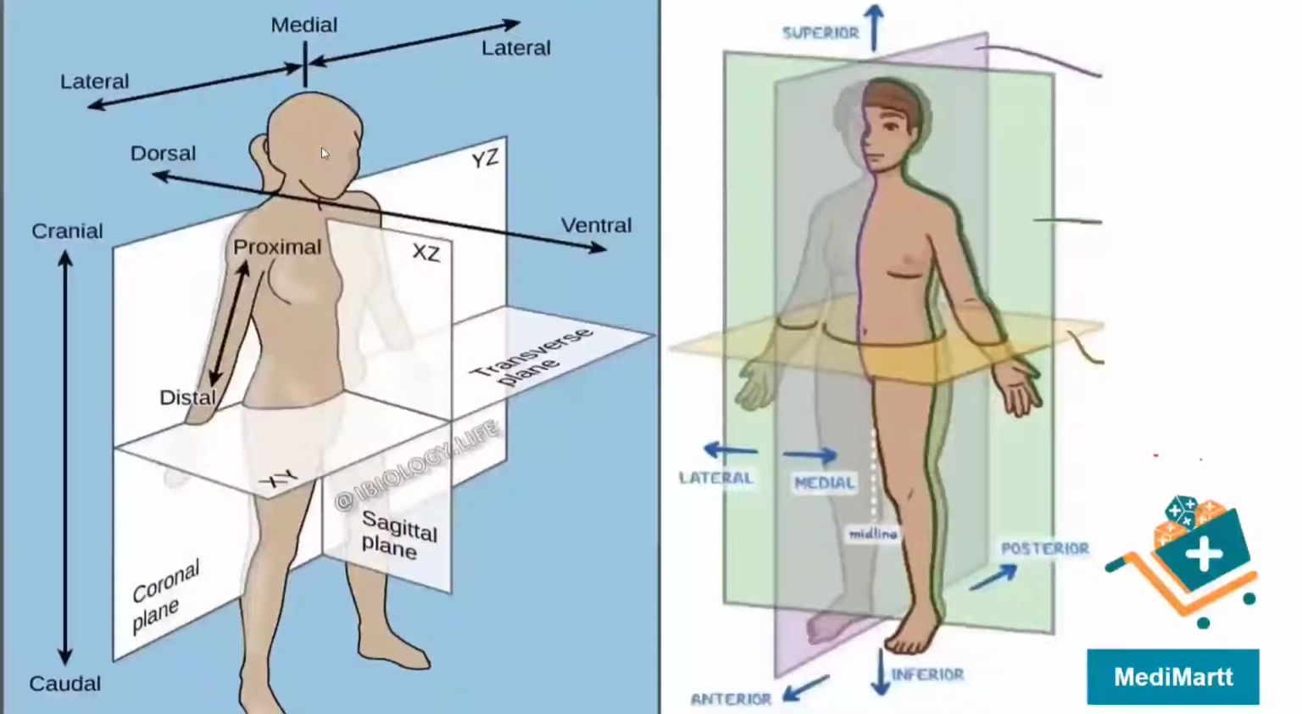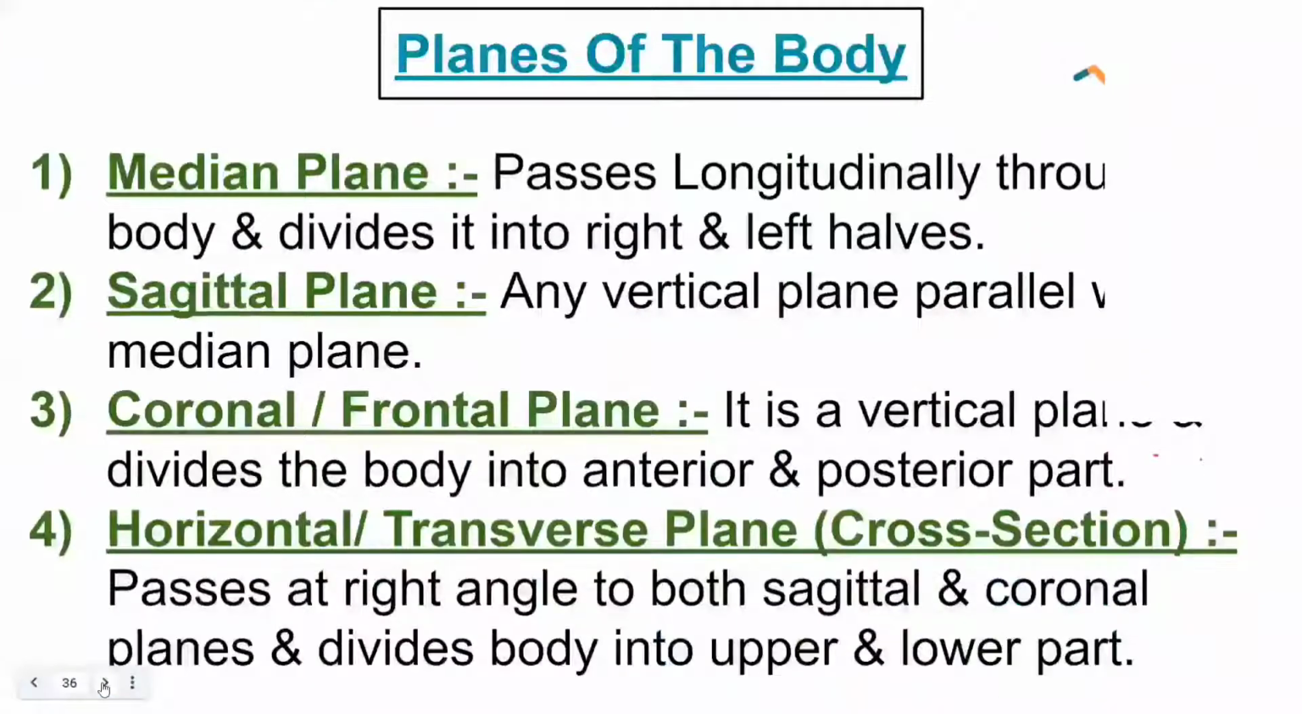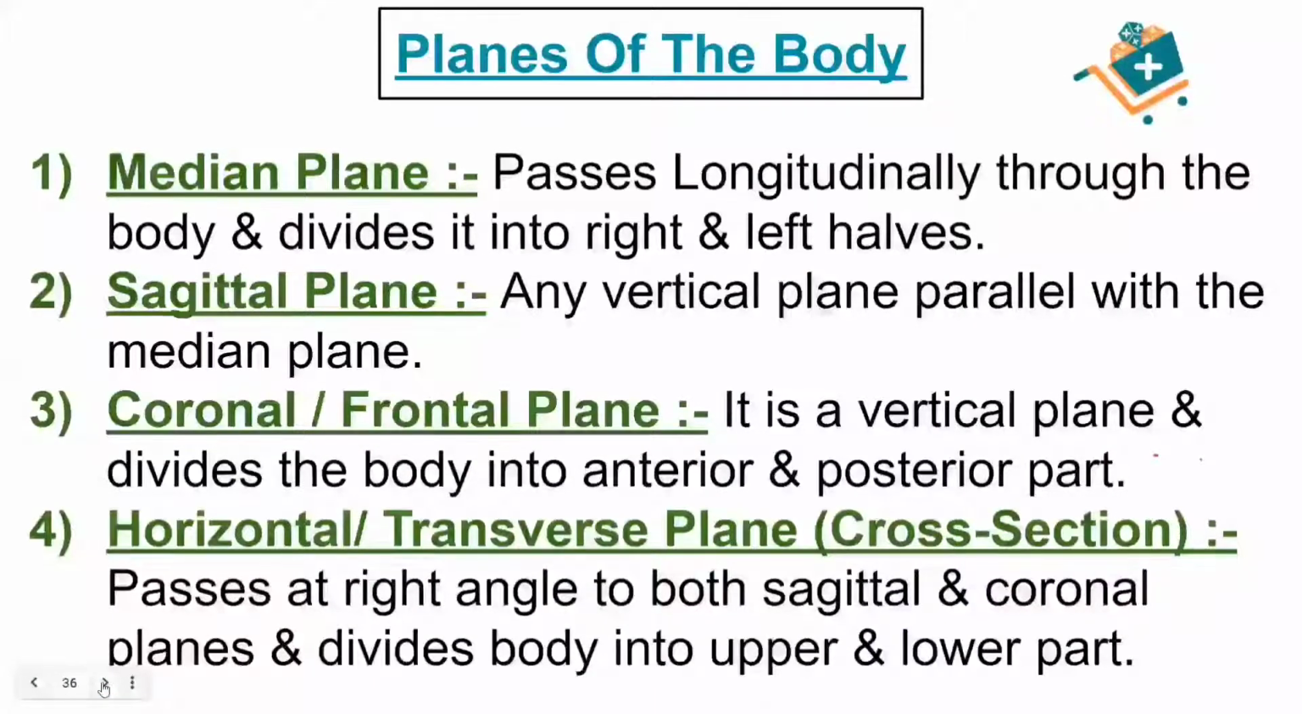And transverse, like cutting the body from your abdomen, transverse. When you cut the body transversely, then you will get superior and inferior parts. So these are the anatomical planes. Now let's show the slide. So now I hope this figure is clear to you.